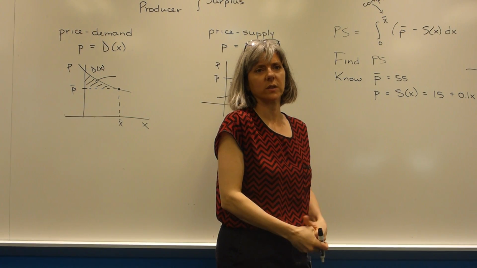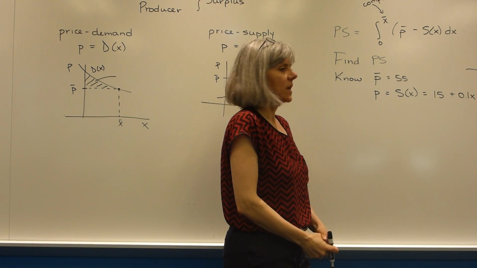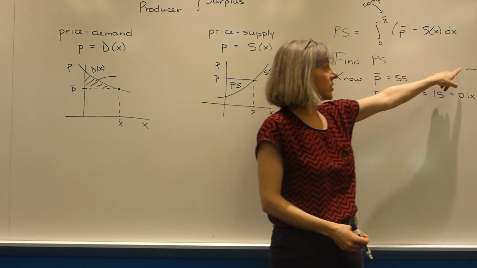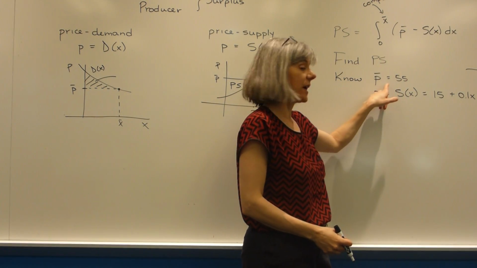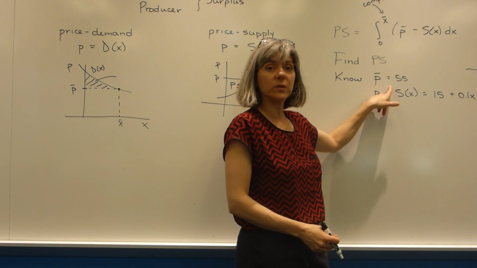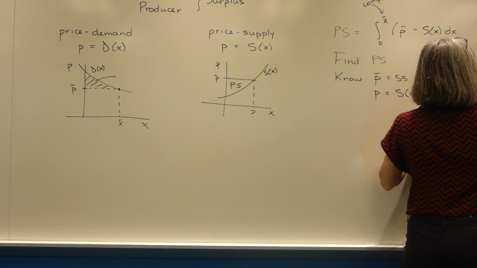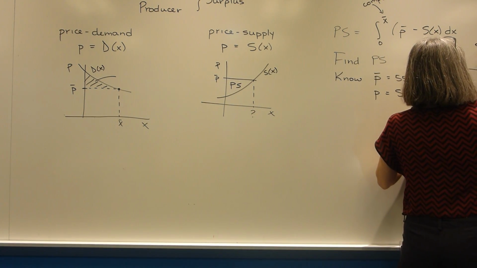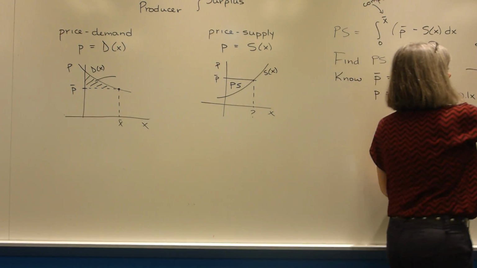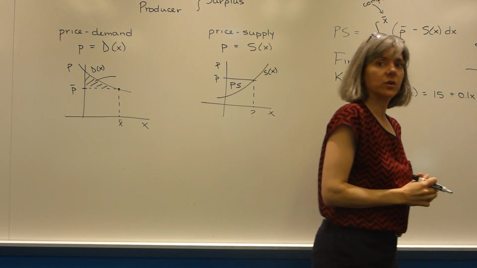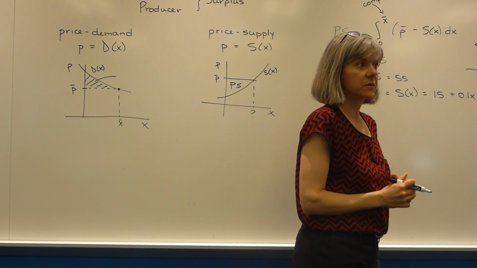You can see why I need to know where the 15 is, because I also have to graph my other curve. So P equals 55, that's a horizontal line, so right here, 55. And the area in the middle is your producer surplus.